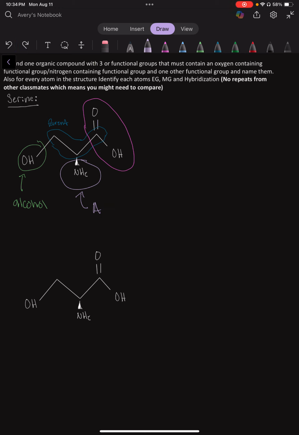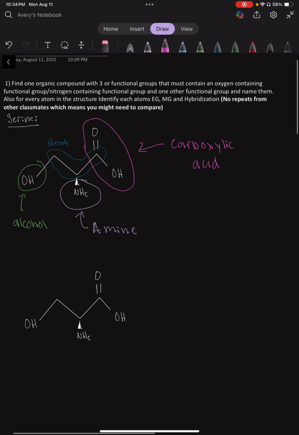Maybe let's try that with slightly better handwriting. And then the final one, which is a carbon double bonded to an oxygen and also has an alcohol bonded to that same carbon. That is what is called a carboxylic acid. So that's how you identify your three functional groups and naming them.